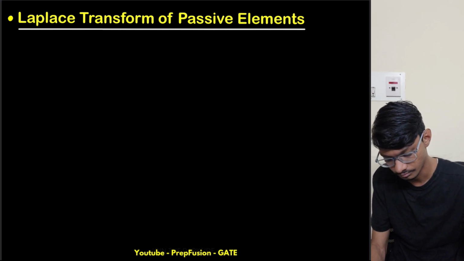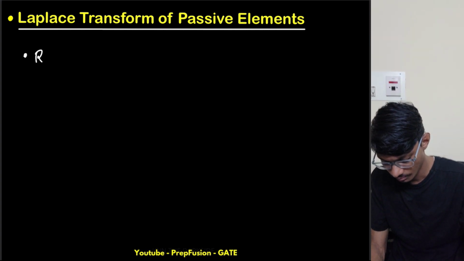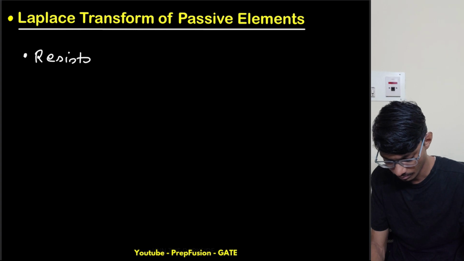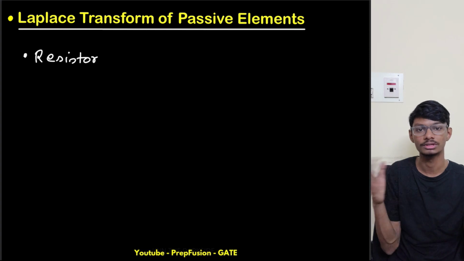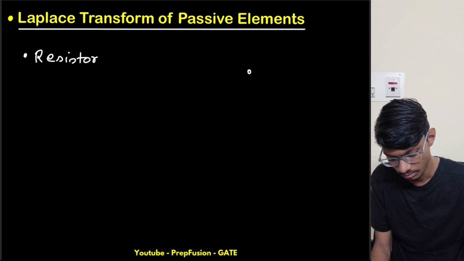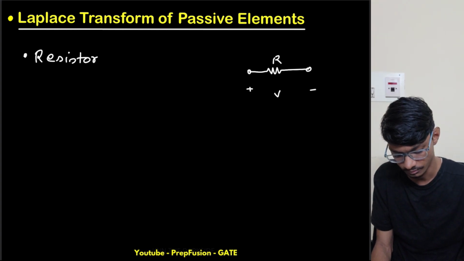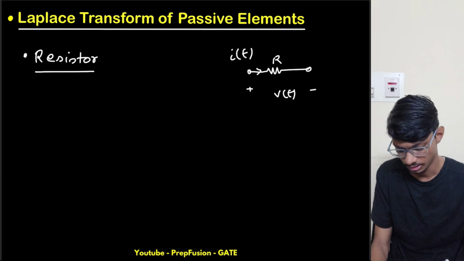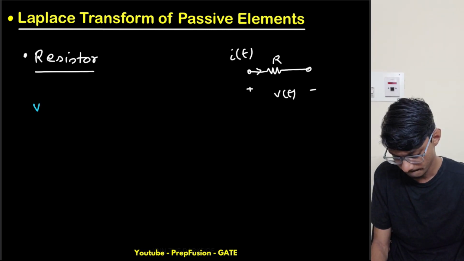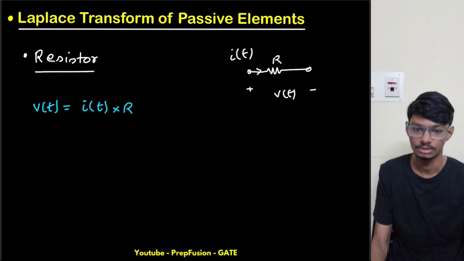For a resistor, what are the current and voltage defined in time domain? How are the current and voltage related? This is just a resistor. This is the voltage v of t and this is the current i of t. So v of t is equal to i of t times r.